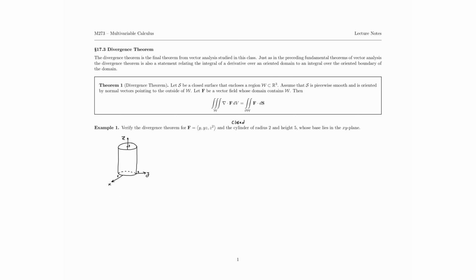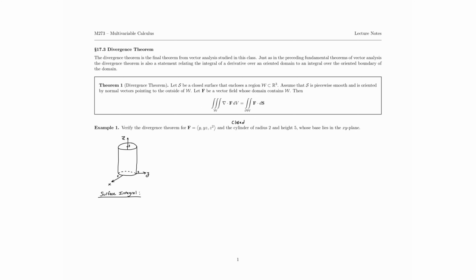That means we're going to do this in 2 ways. We're going to calculate the surface integral. Well, I guess we'll do the surface integral first, and then we'll do the triple integral. So let's do the surface integral. For the surface integral, we have to actually parameterize 3 different surfaces.